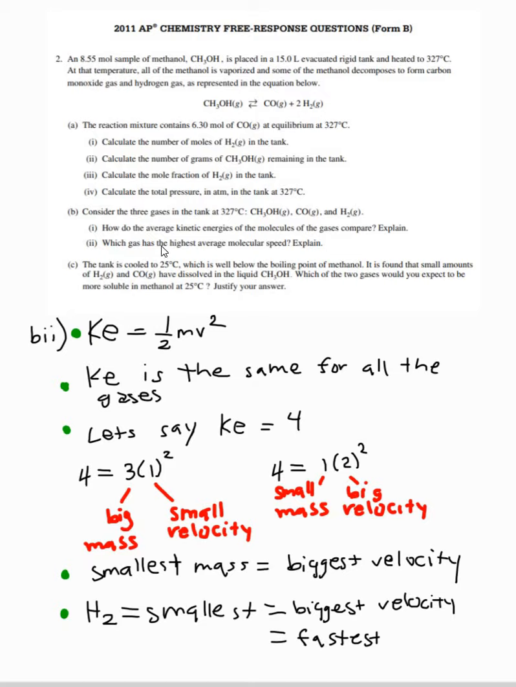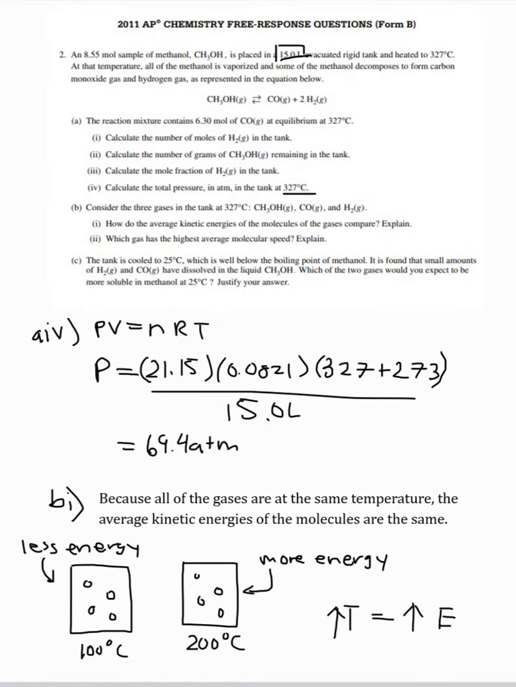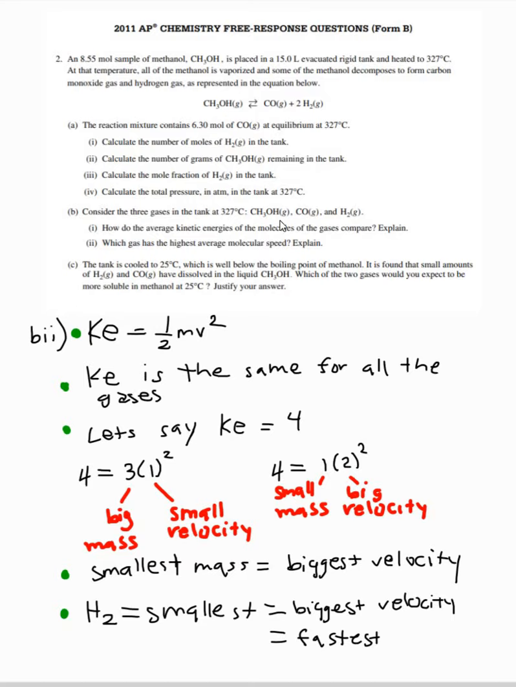And so for B II, it's asking which gas has the highest average molecular speed, and explain. So in B I, the one just before, we explained that kinetic energy is the same for every single molecule that we have. So if KE is the same for all the gases, then each part of this equation has to be equal to the same number for KE. So let's just say, for example, KE equals 4. So if KE equals 4 and I had a big mass of 3, then that means my velocity has to be small in order to compensate.